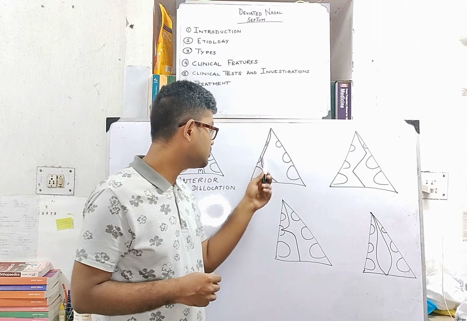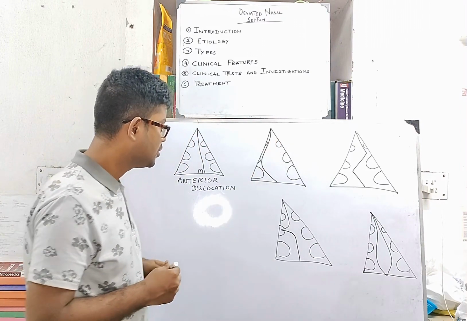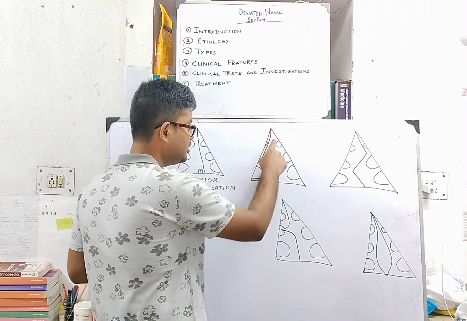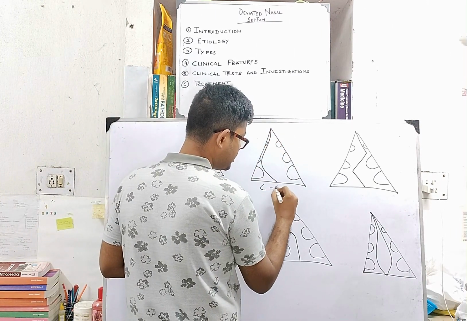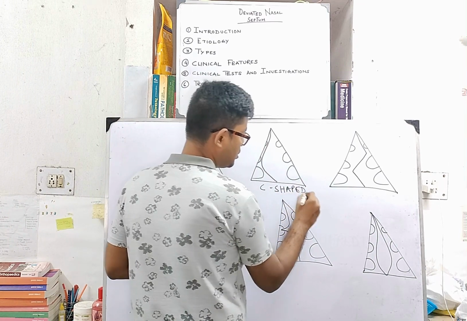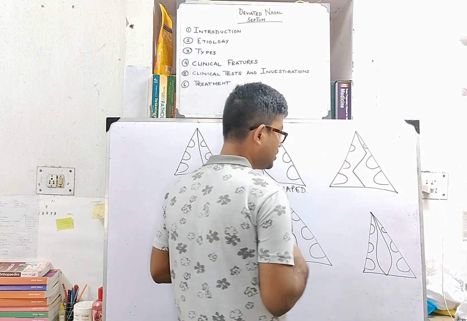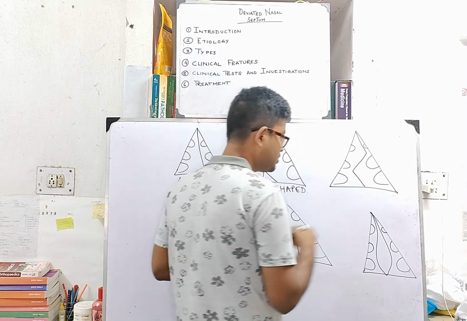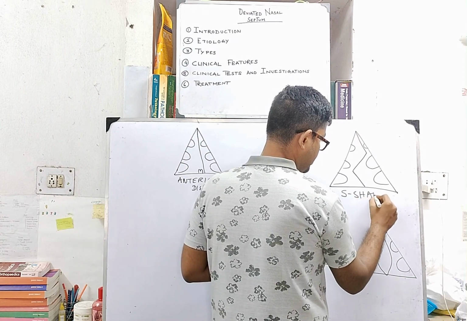Then coming to the deformities of the septum proper, which forms a C-shaped deformity. So this is a C-shaped deviated nasal septum. Similarly, if the septum proper has deviations on both sides, it is called an S-shaped deviated nasal septum.